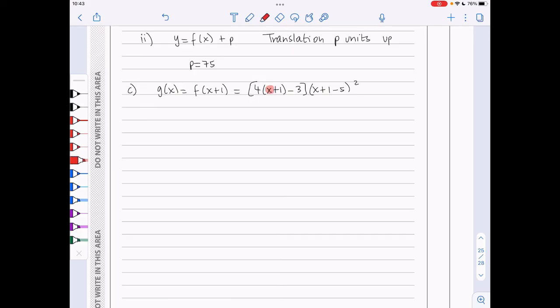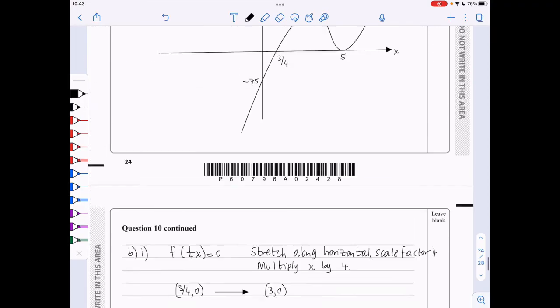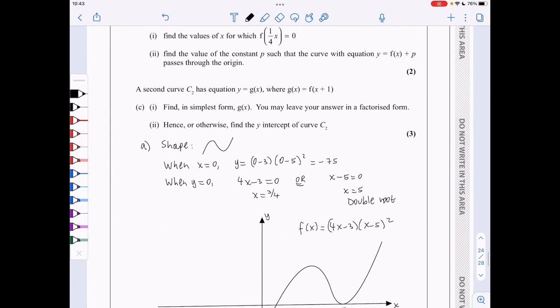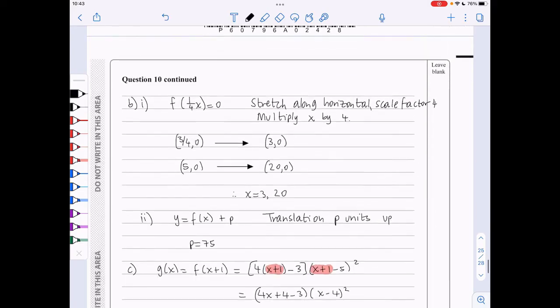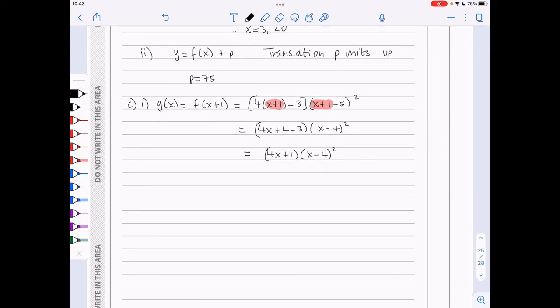So the x plus 1 is what replaced x, and this leads to 4x plus 4 minus 3 brackets x minus 4 all squared, which is 4x plus 1 brackets x minus 4 all squared. And it's okay to leave it like that because we were told it's okay to leave it in a factorized form.